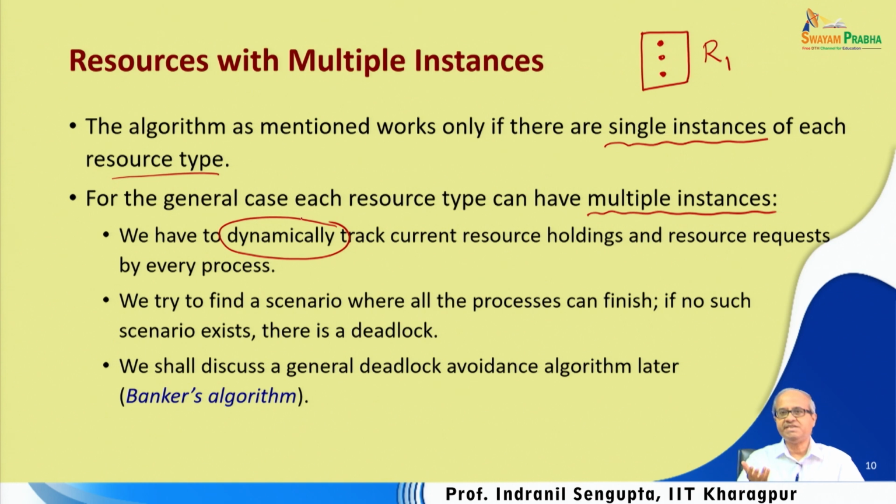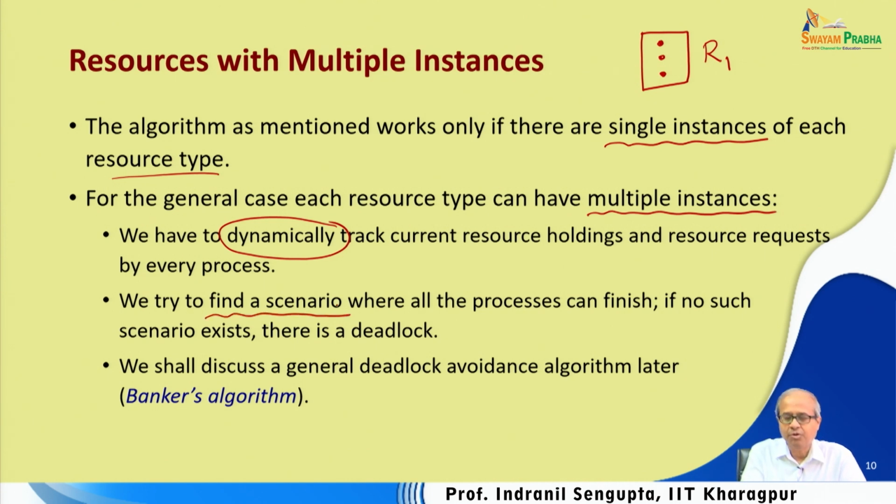We continuously check, whenever a resource is being allocated to a process that is requesting it, whether there is any chance of a deadlock happening. If we detect some chance of deadlock, we may ask the process to wait: we cannot allocate the resource to you right now, you will have to wait.